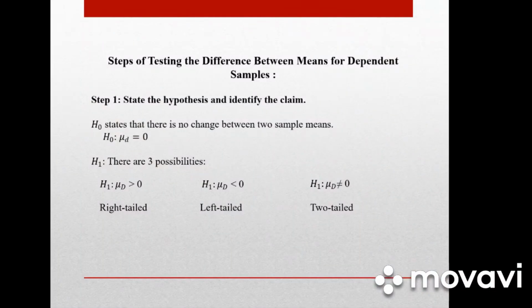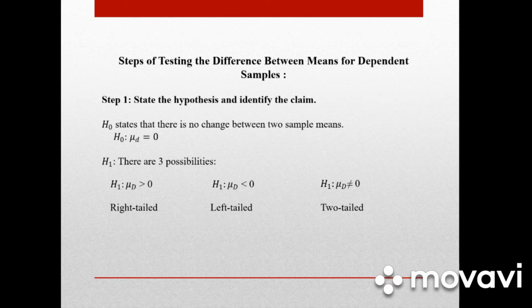The general procedure for testing the difference between means for dependent samples involves several steps. The first step is stating the hypothesis and identifying the claim. Our null hypothesis always states that there is no change between two sample means, so the difference of the means is equal to 0. For alternative hypotheses, there are three possibilities. You may claim to have negative differences for a left-tailed test, positive differences for a right-tailed test, or you could be more conservative and simply claim that there is a difference, so that the true mean is not equal to 0.